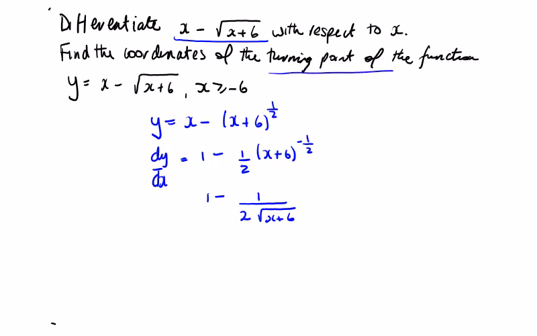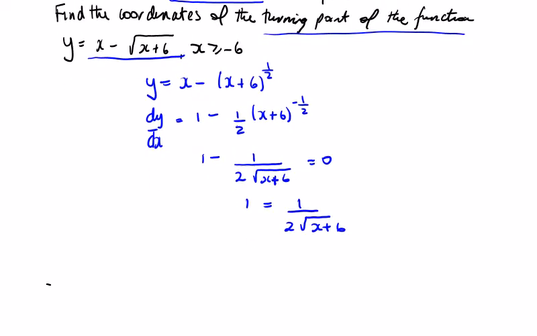And we're asked to find the turning point of this function as well. This is a 25 mark question, as you can see here. Really straightforward. Turning point, dy/dx is equal to 0. That will give me my x value. We plug our x value back into here to get our y value. So what do we got here? We got 1 equals 1 over twice the square root of x plus 6. That means that the denominator here has to be equal to 1, 1 divided by 1. So 2 by the square root of x plus 6 has to be equal to 1.